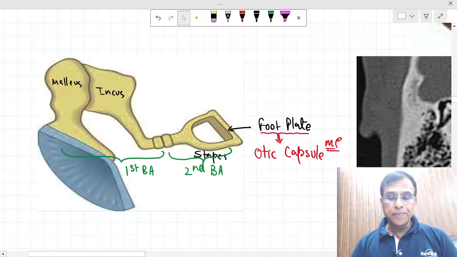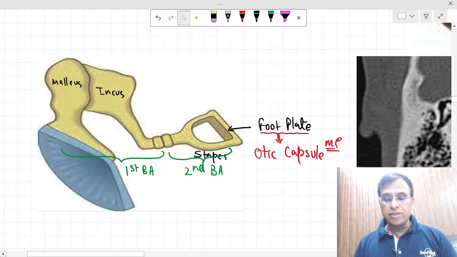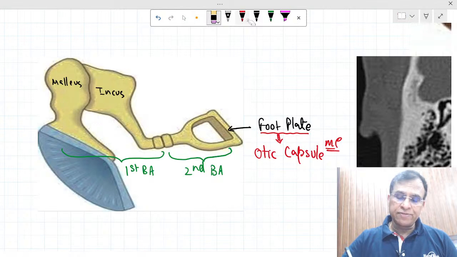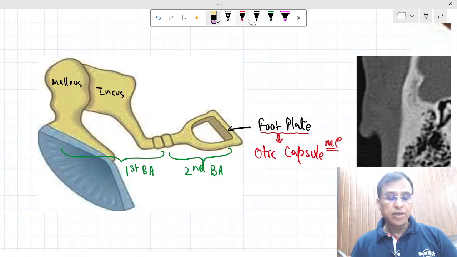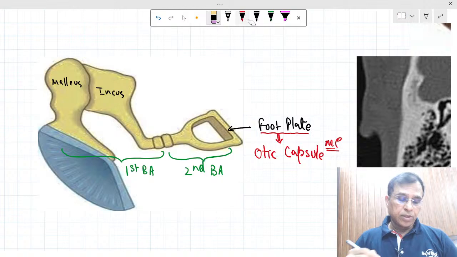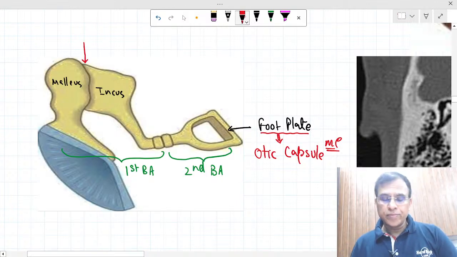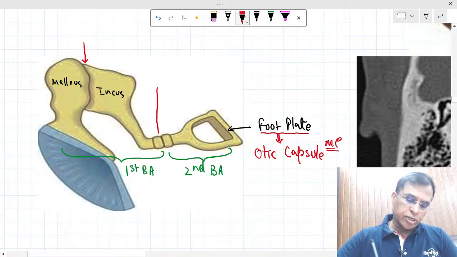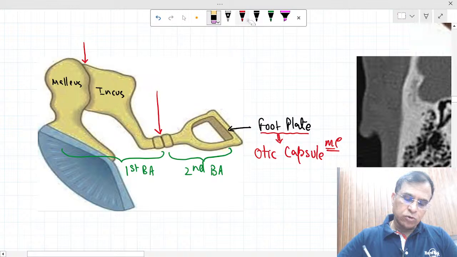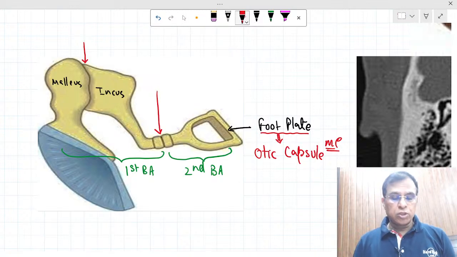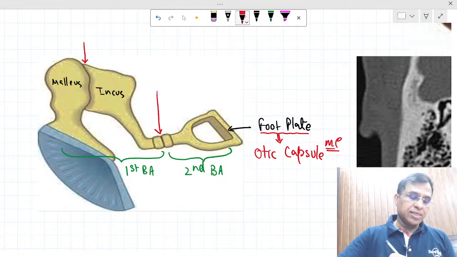The second thing, if there are three ossicles, how many joints will we have? If there are three ossicles, there will be two joints. One is this joint between malleus and incus, and the other is this joint between incus and stapes. And the question they ask you is, what type of joints are these? So what type of joint is the joint between malleus and incus? This is a saddle joint.